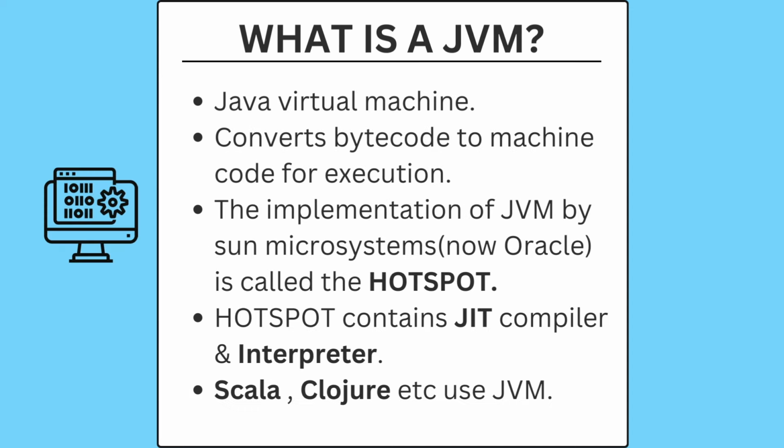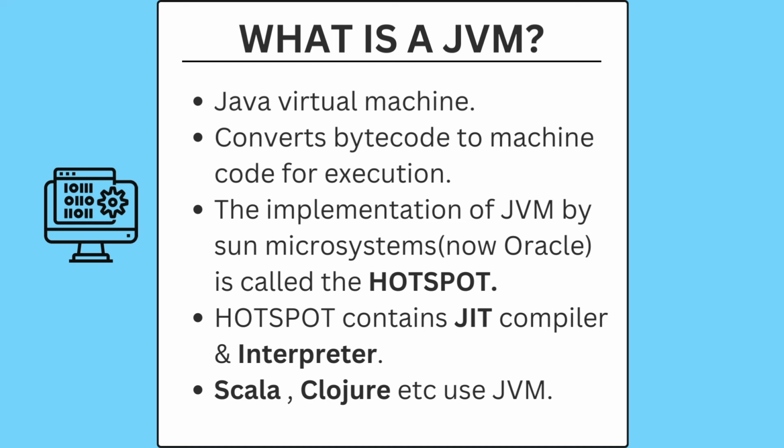All right, now let us understand what is a JVM. So JVM stands for Java Virtual Machine, which is an abstract machine. And the functionality of this JVM is to convert the bytecode into machine code for execution, right? And it has many implementations, but the implementation by Sun Microsystems is called the HotSpot. So HotSpot contains basically two things, right? The first is the JIT compiler and the second is the interpreter, right? And various languages like Clojure and Scala can use the JVM to convert their bytecode into machine code, right?